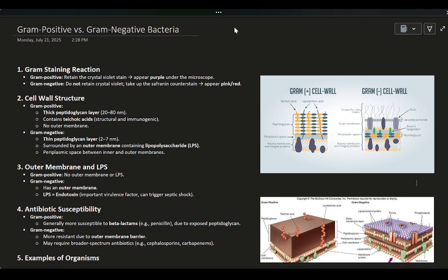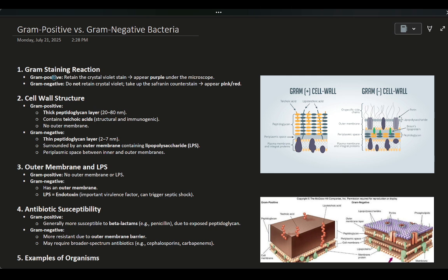This time, I'm going to be explaining the difference between gram-positive and gram-negative bacteria. So I'm going to provide an overview of that. One of the most important differences pertains to gram staining reaction.